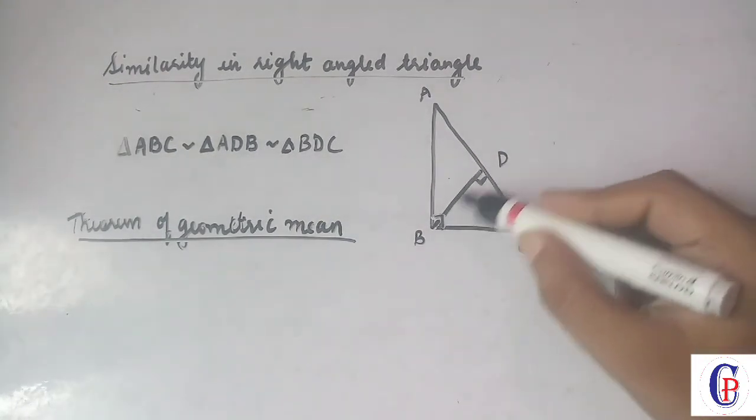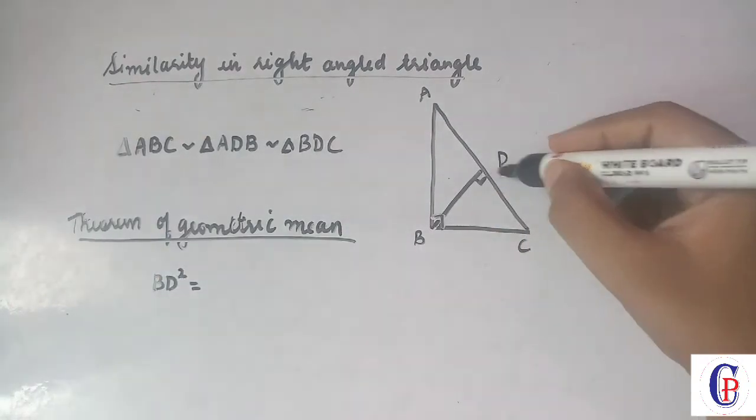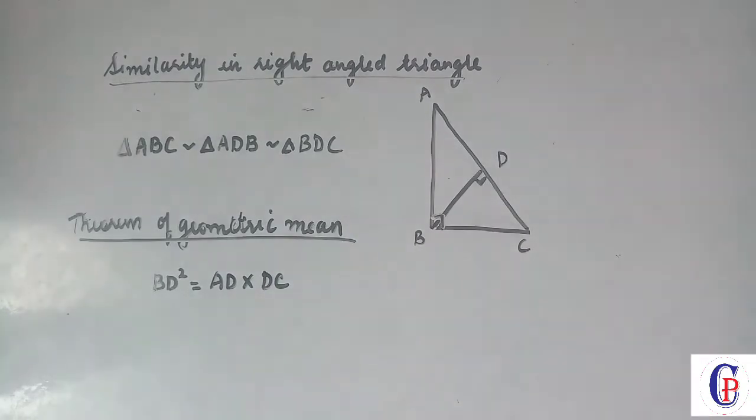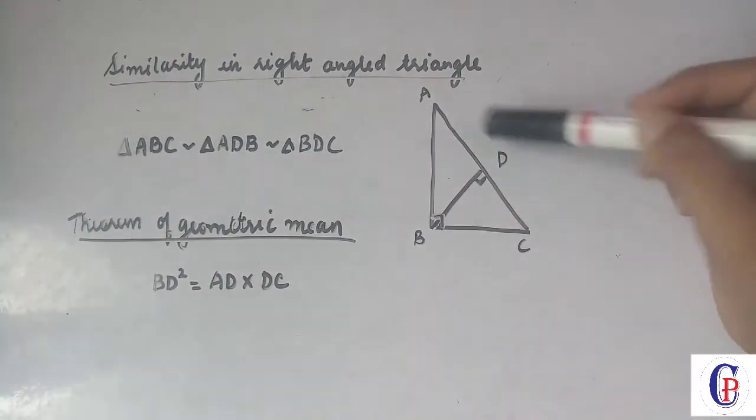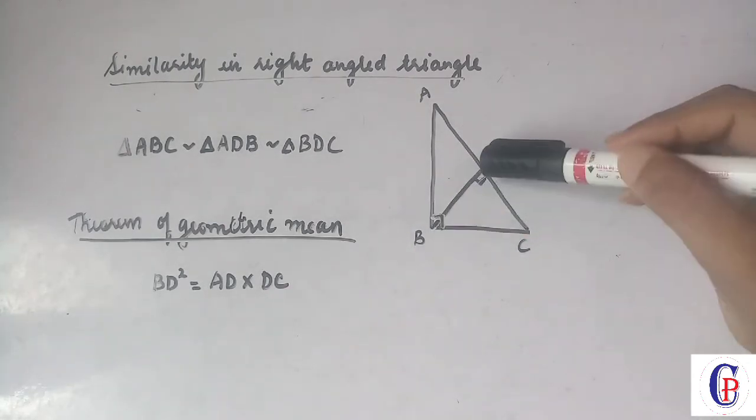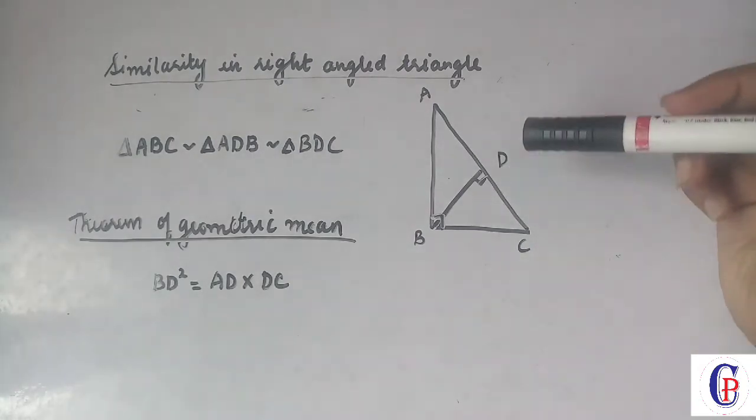Now what is the theorem of geometric mean? It says BD square is equal to AD into DC. This is the theorem of geometric mean, that BD square is equal to the product of these two. The diagram should be the same: this is a 90 degree angle, and from this 90 degree there is a perpendicular on this hypotenuse.